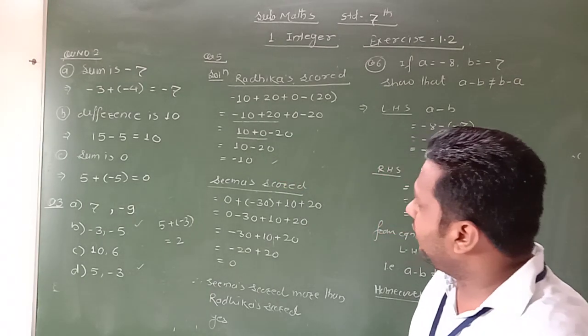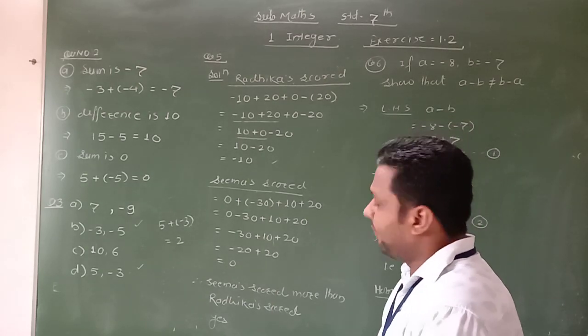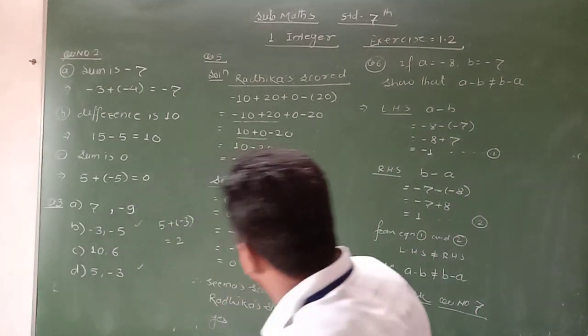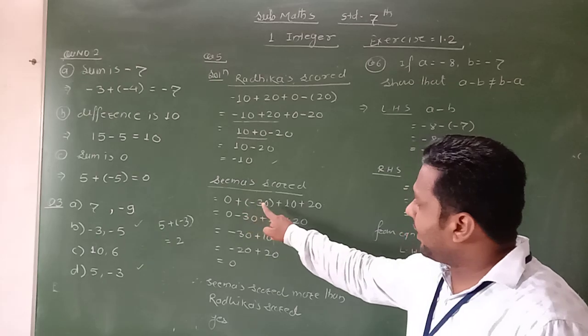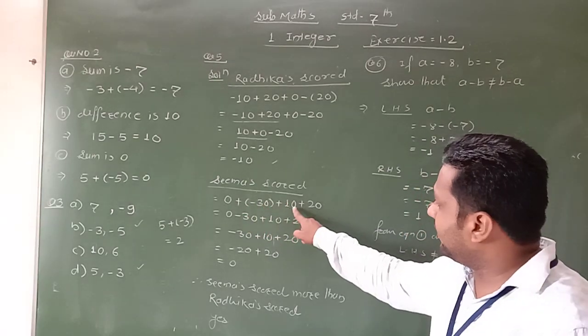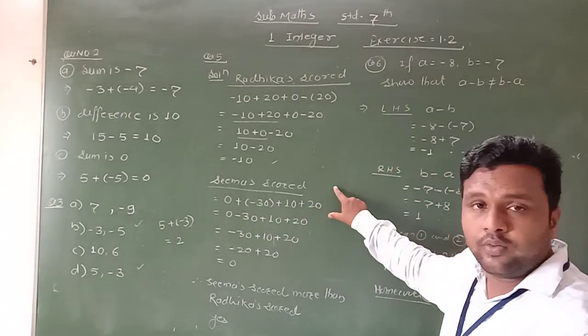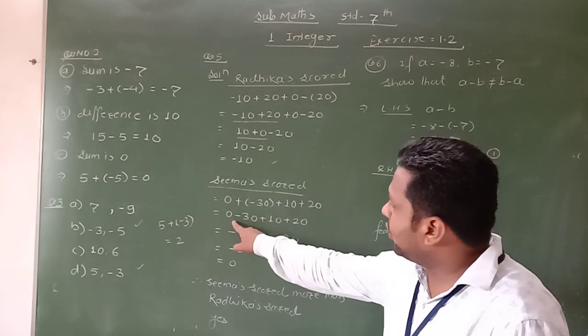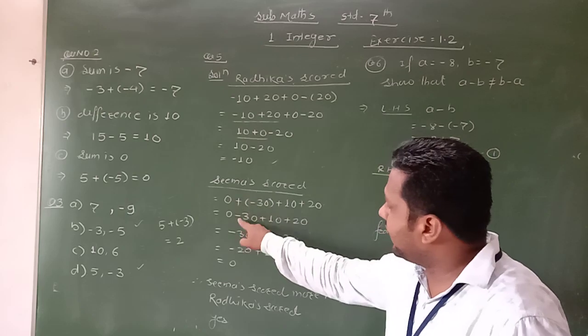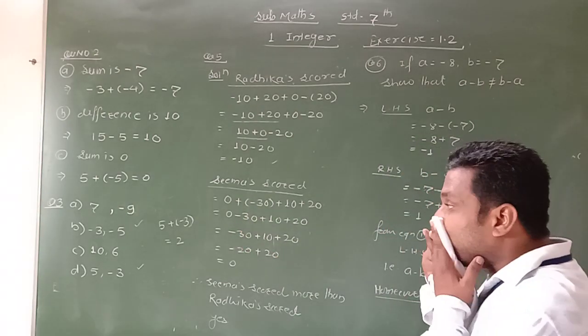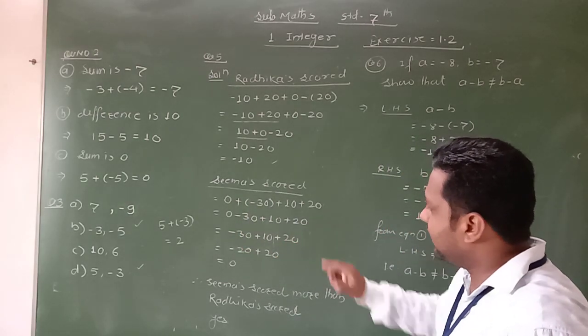Okay. Similarly, we find out the score for Seema. And Seema's score is given as 0 plus -30 plus 10 plus 20. Here we do the addition of all the scores of the 4 rounds of Seema. Okay. Therefore 0, first we remove the bracket, plus minus, here we get -30. Then plus 10 minus 20 as it is here.